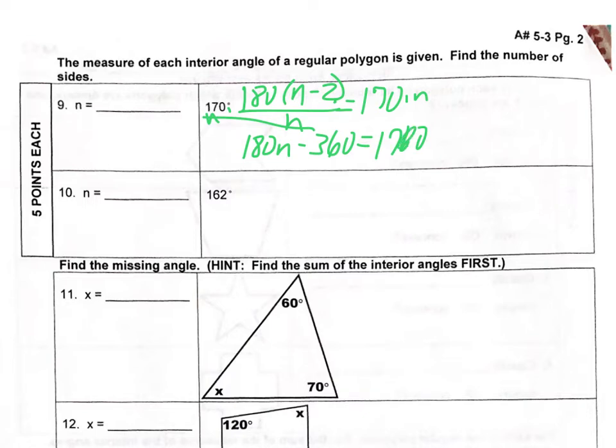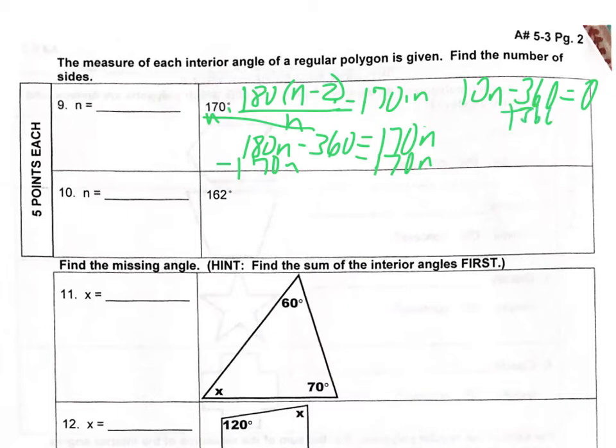Then you're going to subtract your 170n. So you have 10n minus 360 equals 0. Add your 360, so you have 10n equals 360. Divide by 10, so n equals 36. And that's what you're going to do. You just do the opposite operation.